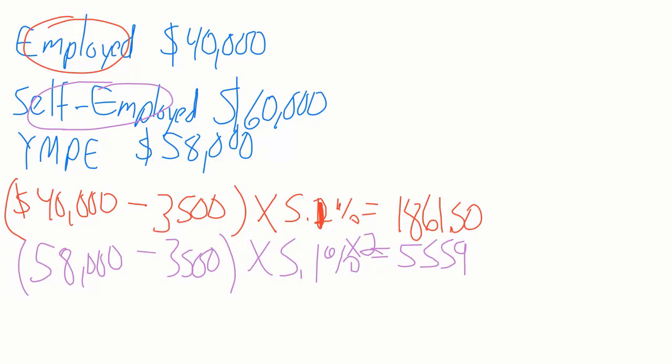Now the YMPE we will use elsewhere in the course. So to calculate employer pensions, we'll use the YMPE as well. But the YBE is specific to the Canada Pension Plan. So you will not use the YBE elsewhere. Just because you see the YMPE elsewhere does not mean you're going to use the YBE. The YBE is solely for Canada Pension Plan.